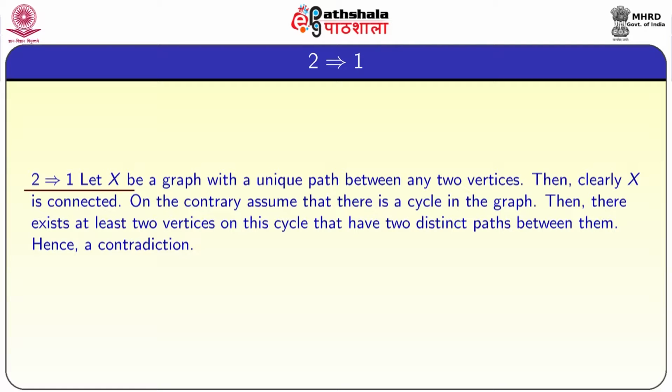Now, 2 implies 1. Here we have to show that if there exists a unique path between any two vertices, then that graph is a tree. That is, we need to show that it is connected and acyclic. Since there exists a unique path between any two vertices, automatically the graph is connected. So, the only thing we have to show is that it has no cycles. On the contrary, assume that there is a cycle in the graph, then there exist at least two vertices on this cycle that have two distinct paths between them, hence a contradiction.